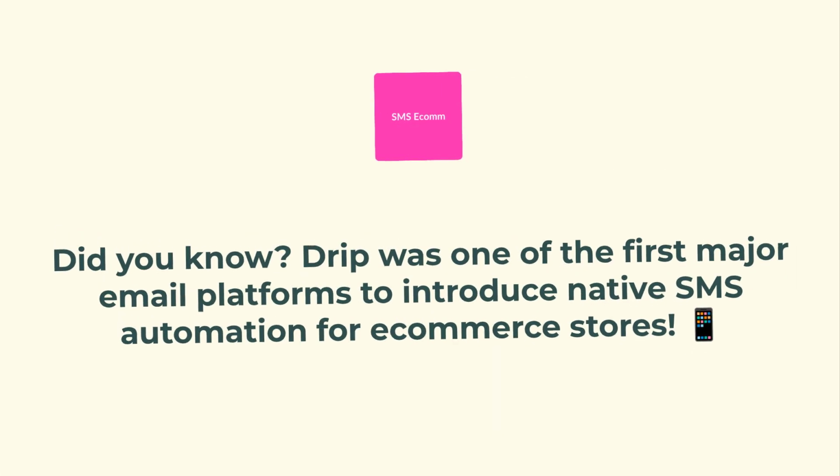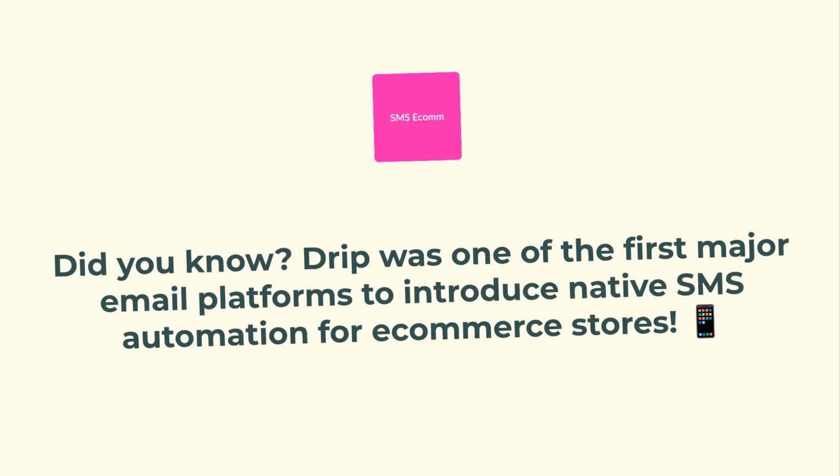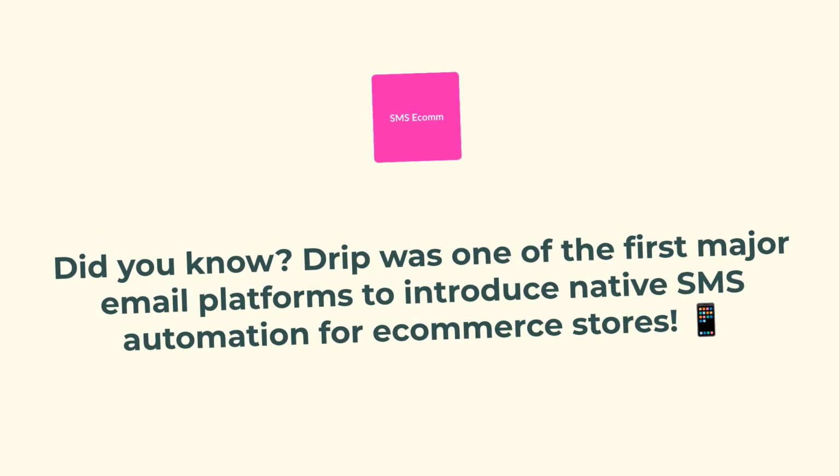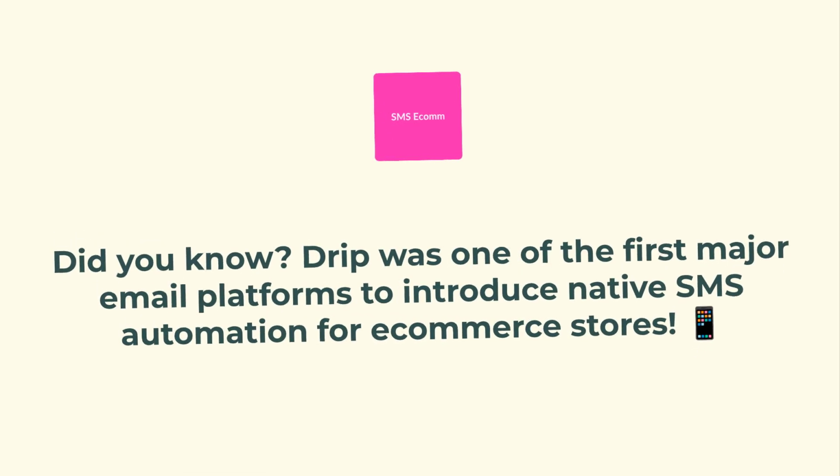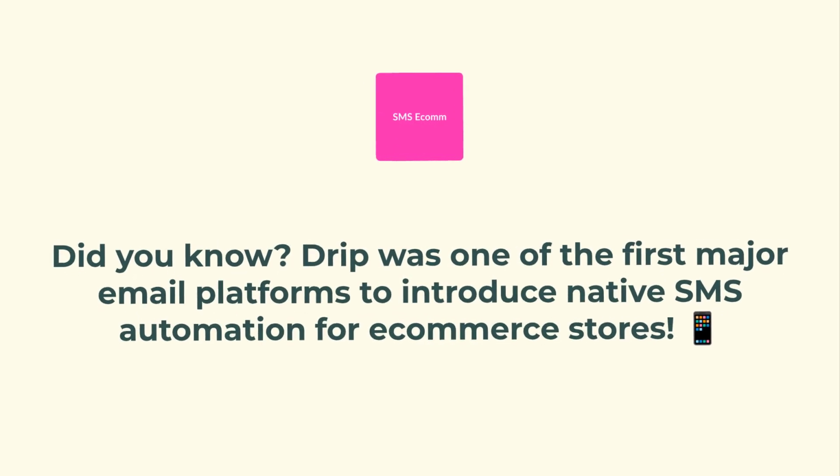Oh, and here's something cool. Did you know Drip was one of the first email marketing platforms to roll out native SMS automation for e-commerce way back in the day? Yeah, they weren't messing around when it comes to giving online stores more ways to talk to their customers.